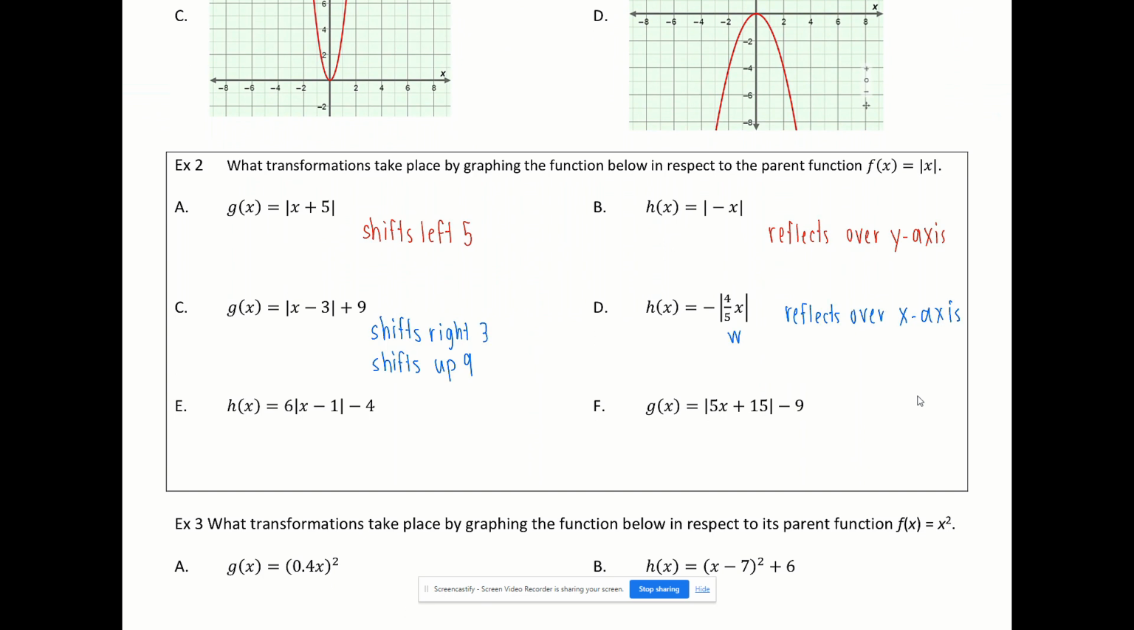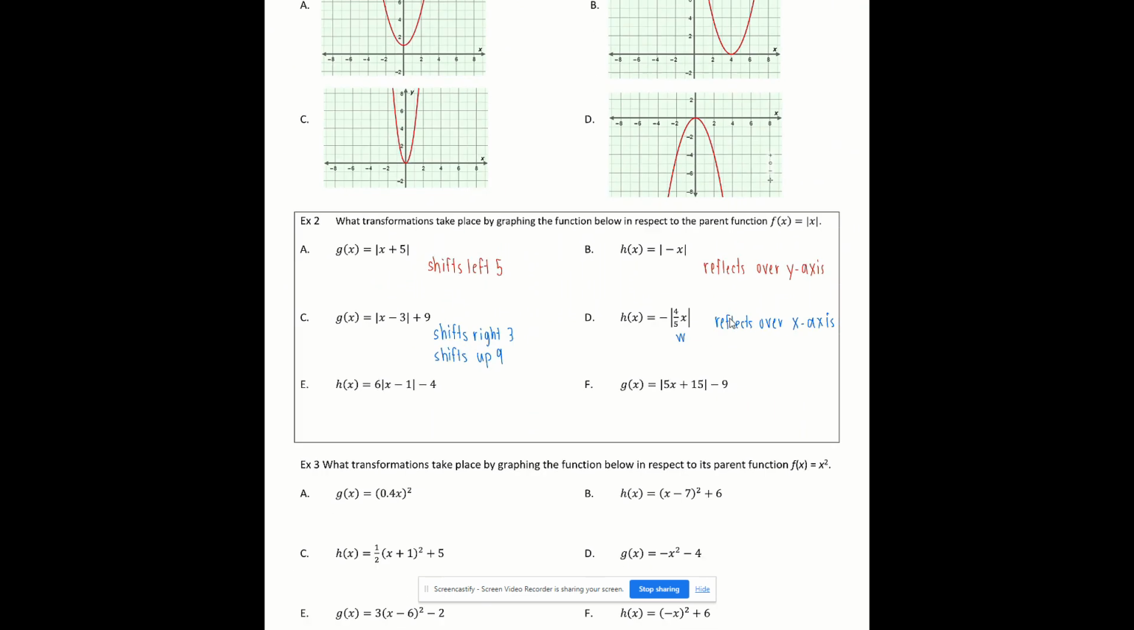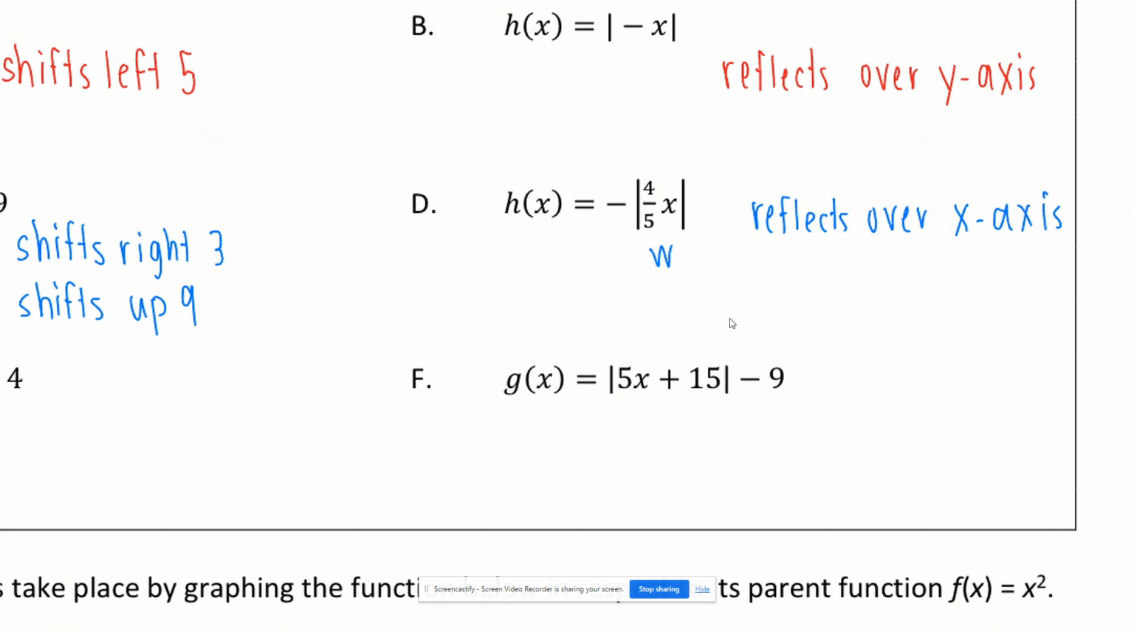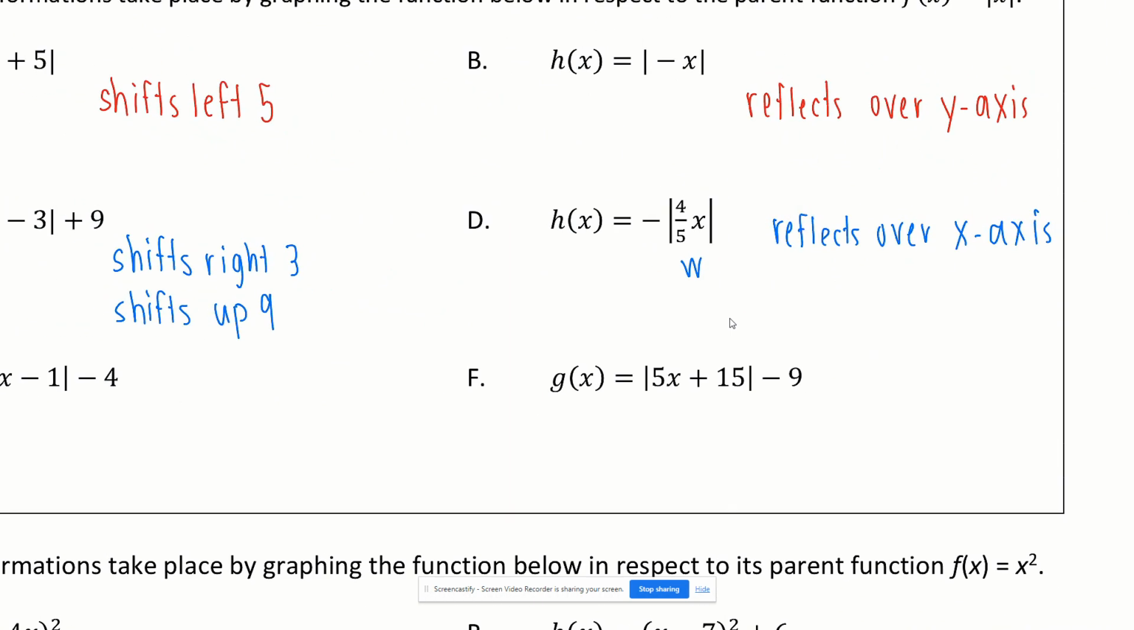Okay, where is this 4/5 being multiplied? Inside. Horizontal. Guys, what horizontal dilation makes it wider? A horizontal compression? Think about it, guys. You're compressing left to right. Or a horizontal stretch? Well, a horizontal stretch makes it wider. So this is a horizontal stretch.